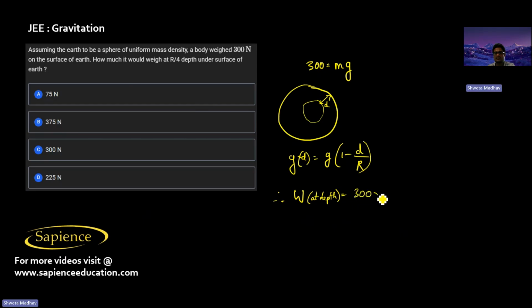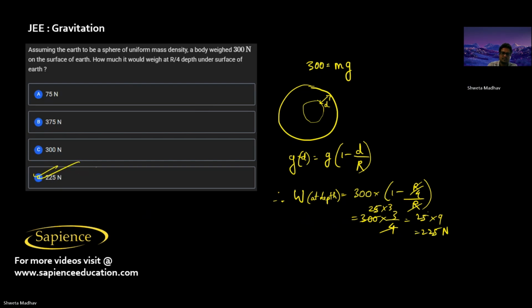So actual weight 300 into 1 minus d by r, with d equal to r by 4, so r will cancel, leaving 1 by 4. So this is 300 into 1 minus 1 by 4, that is 3 by 4. So 4 25s are 100, so 25 into 3, so 75 into 3, that is 225 Newton. So option D is the correct answer.